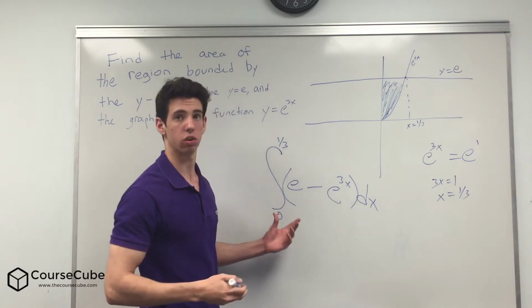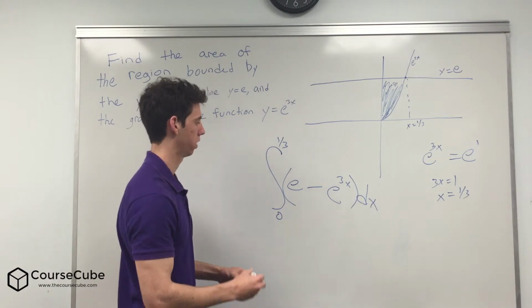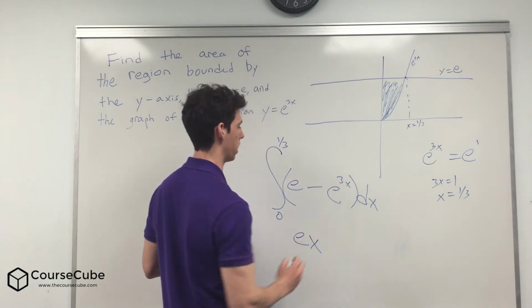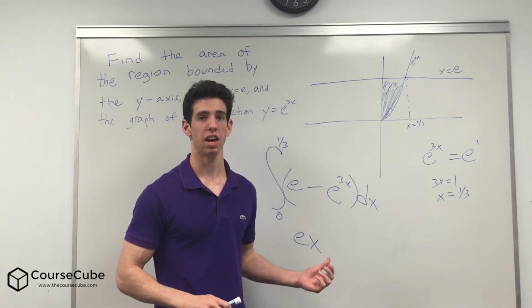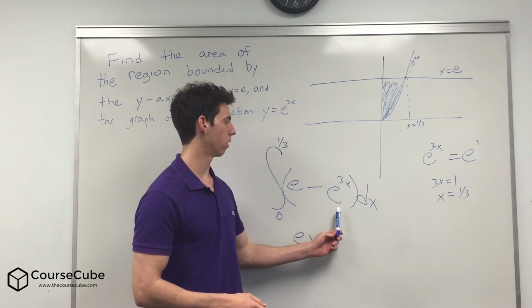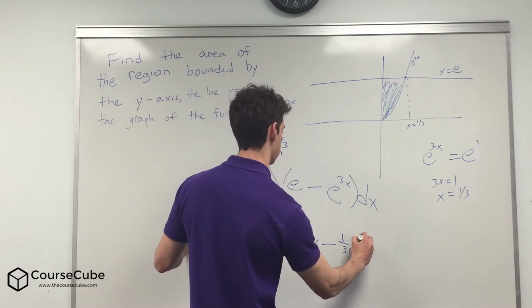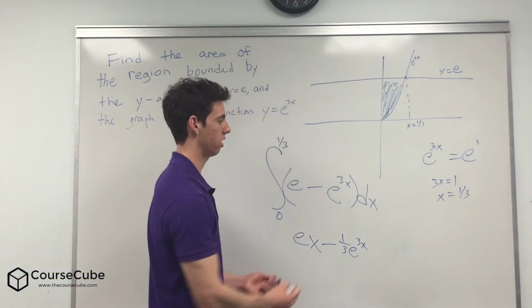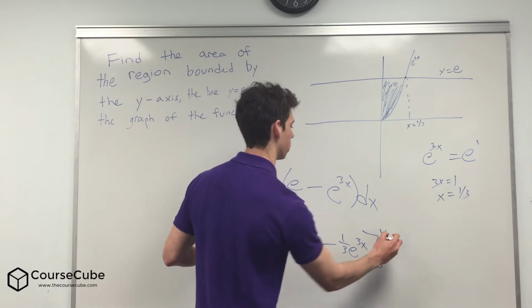And so now to solve this integral, we're going to take the antiderivative of this formula right here. This e is just a constant, so the antiderivative is going to be e times x. And the derivative of e to the ax is a e to the ax, so the antiderivative of e to the 3x is going to be 1/3 e to the 3x. This is our antiderivative, and we're evaluating it from 0 to 1/3.